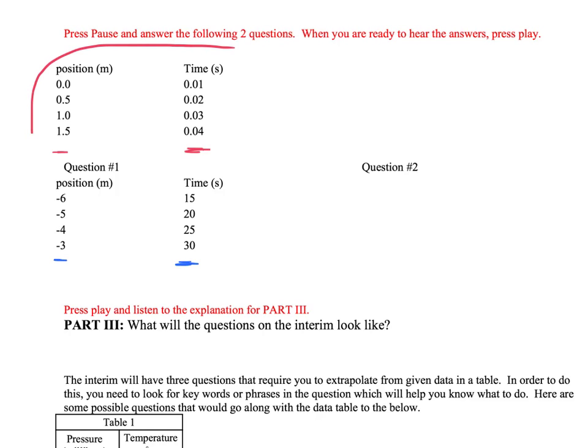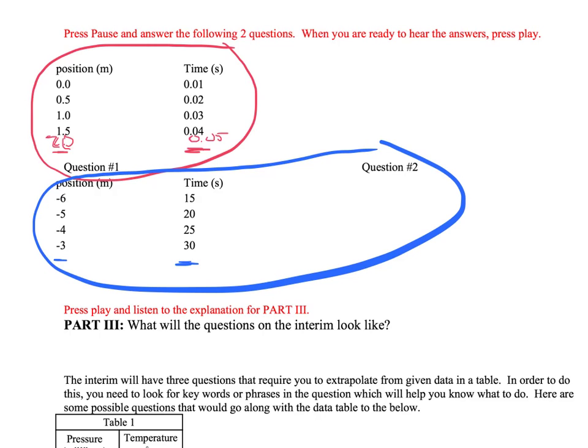In red is question number 1. So I see my position is going up by 0.5 each time. So after 1.5 is 2.0. Again, that number is 2.0. Doesn't look like it on your screen, but it is. And on the time side, it's going up by 0.01. So our number at the end is 0.05. Question number 2, I'm going to do here in blue. The position is going down by 1 each time, so after -3 would be -2. And our time is increasing by 5, so after 30 I would get 35.